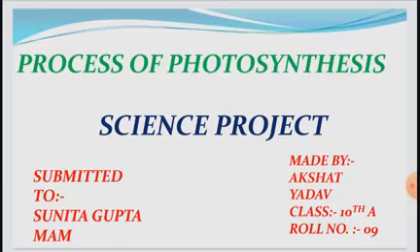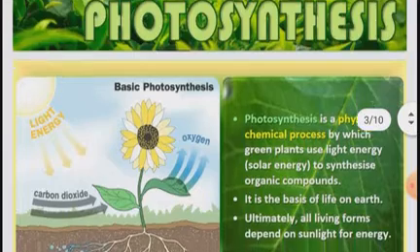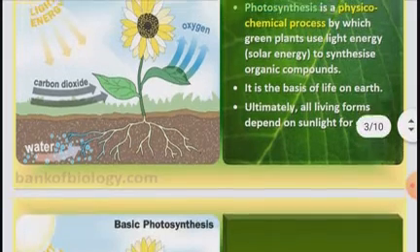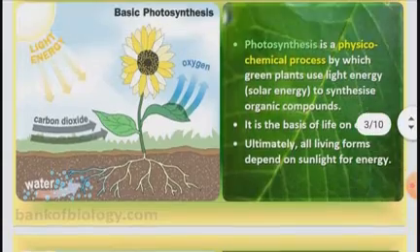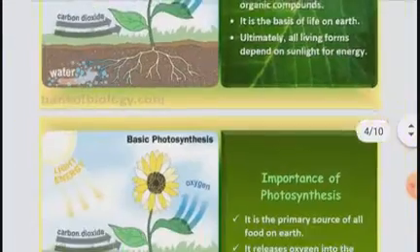Describe the process of photosynthesis in green plants. So, first, we all know what photosynthesis is. Photosynthesis is the physicochemical process by which green plants use light energy to synthesize organic compounds. In simple words, the process in which material is taken in the form of carbon dioxide and water is converted into carbohydrates or glucose in the presence of sunlight and chlorophyll is called photosynthesis. It is the basis of life on earth. Ultimately, all living forms depend on sunlight for energy.